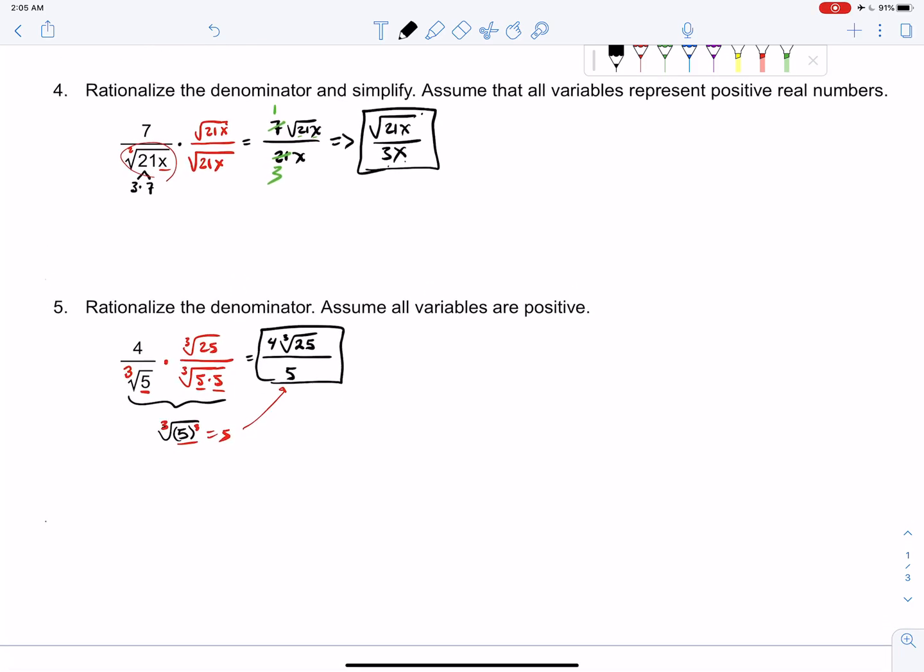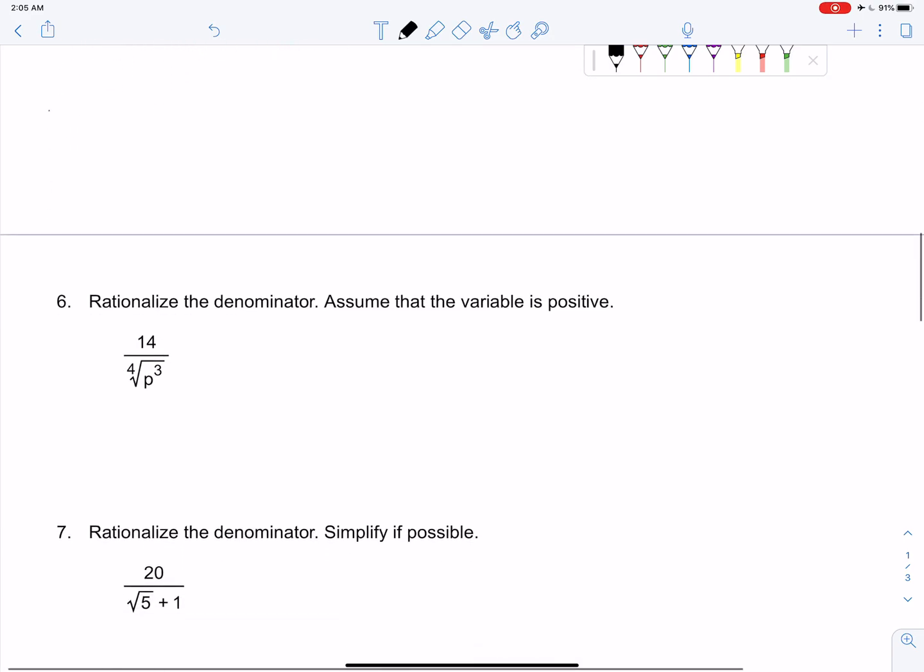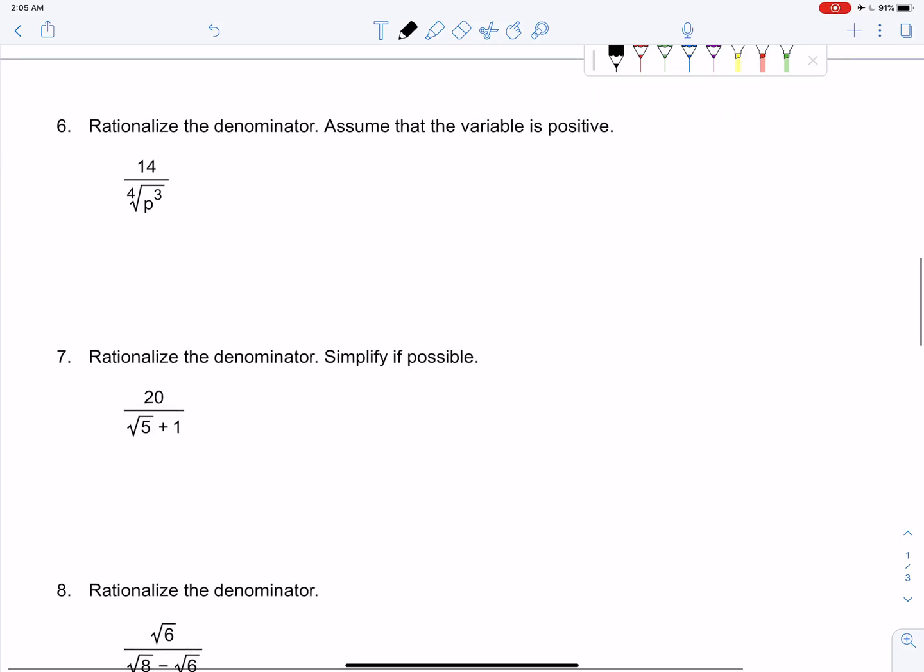So that's the answer there. That is reduced completely. Please don't try to reduce the 5 and the 25 because that 25 is a cube root, which is not the same as a 5 on the outside without our cube root. Let's move on to number 6, rationalize the denominator.